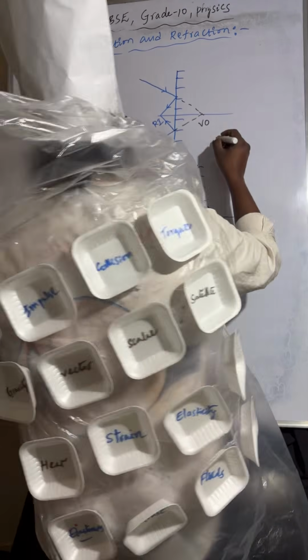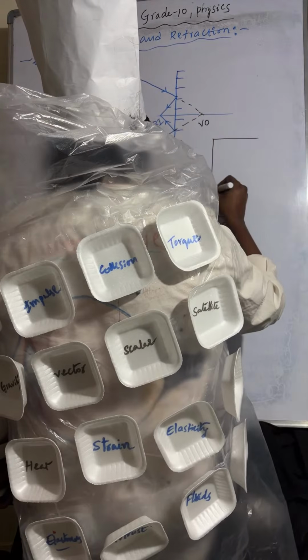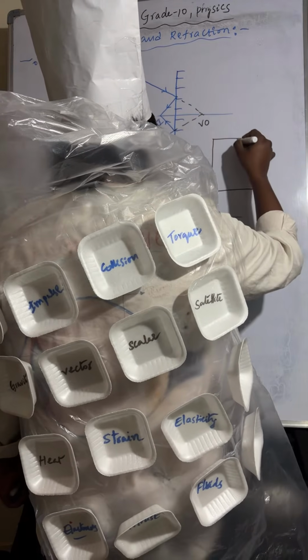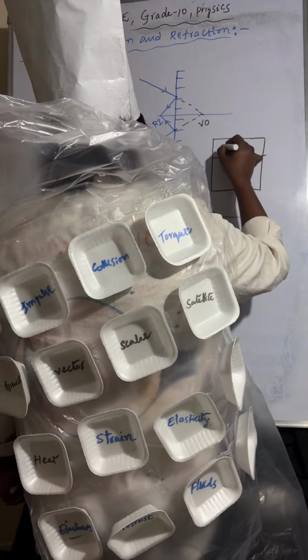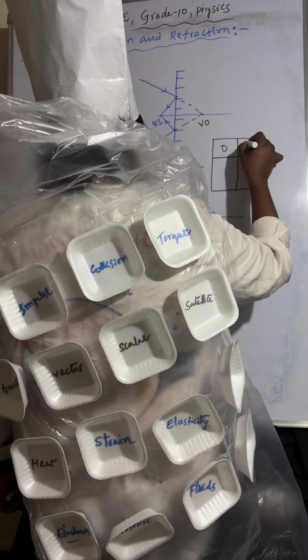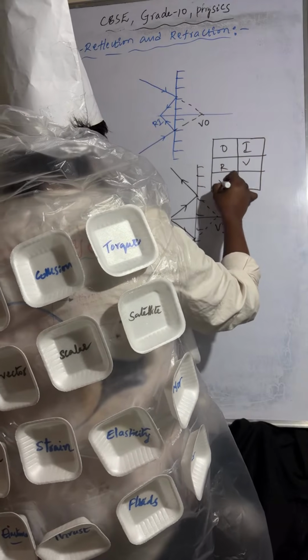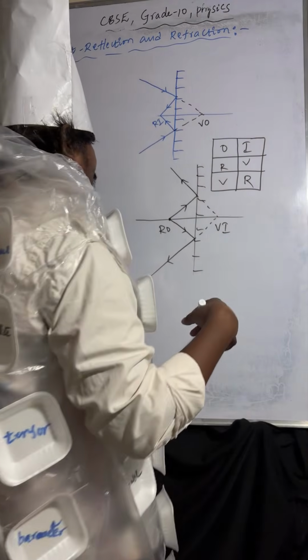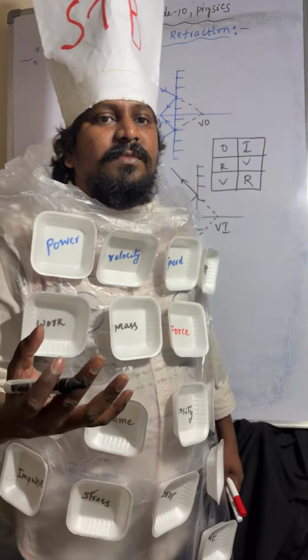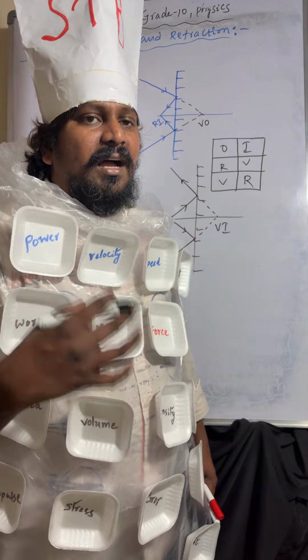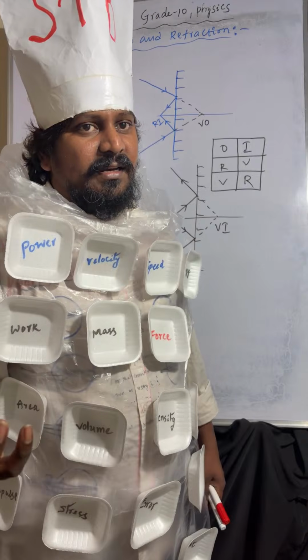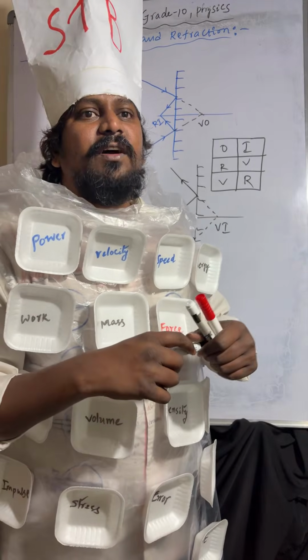Now you can see here. Object is real, image is virtual. Object is virtual, image is real. Understood? Object is real, image is virtual. Object is virtual, image is real. So this is about image formation.